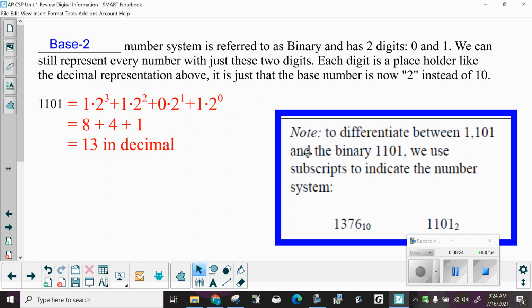Now, note, to differentiate between 1101 and the binary 1101, we use subscripts to indicate the number system: 1376, or 1376 base 10, and 1101 base 2. Additionally, we also know that 1376 has got to be at least base 8, because base 2 only has 1s and 0s.